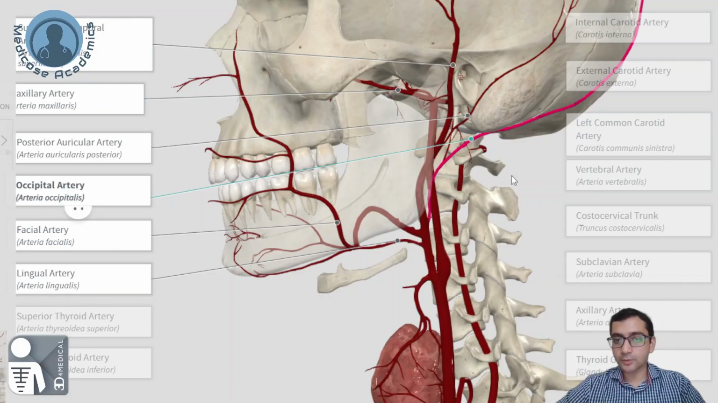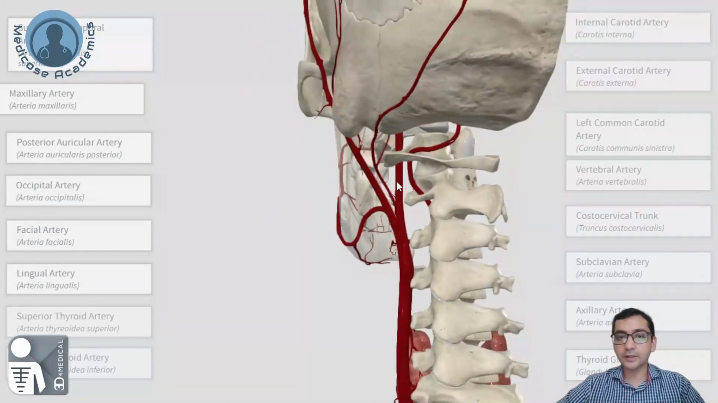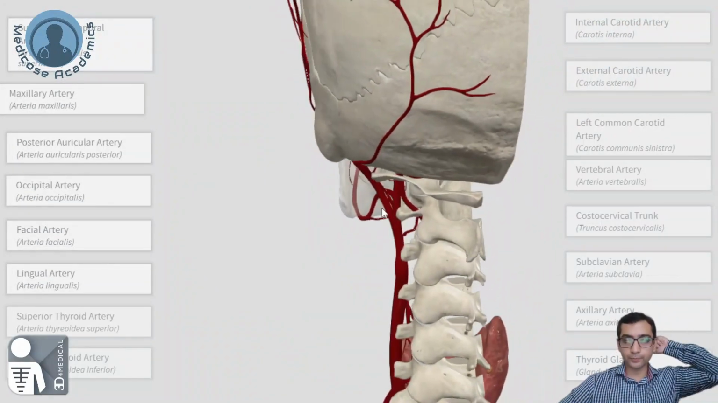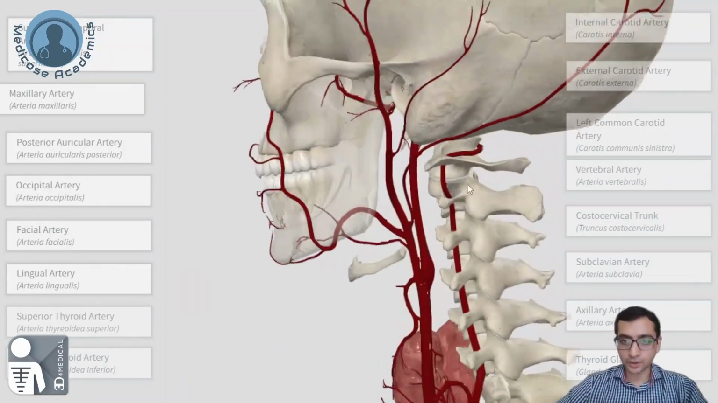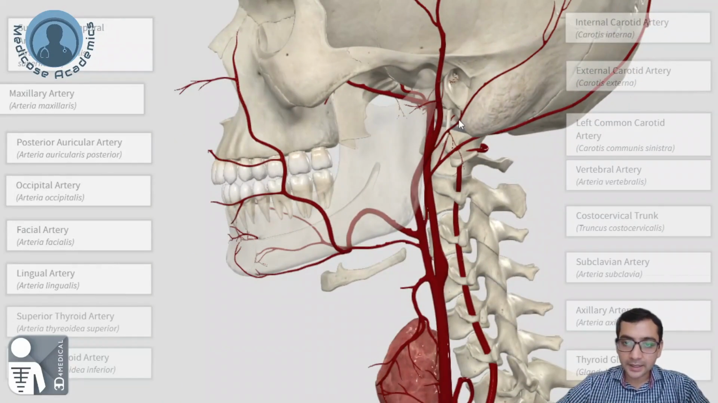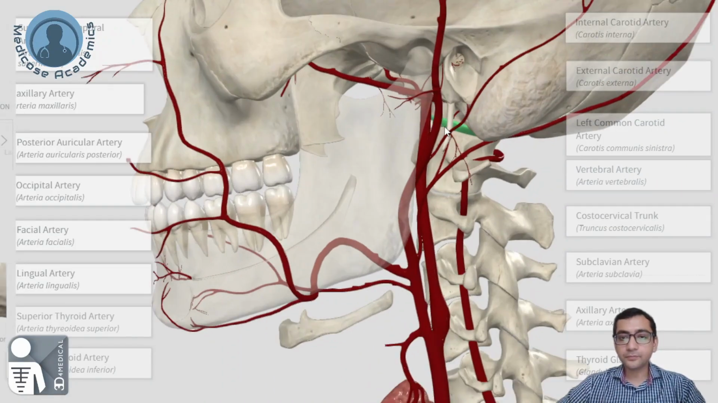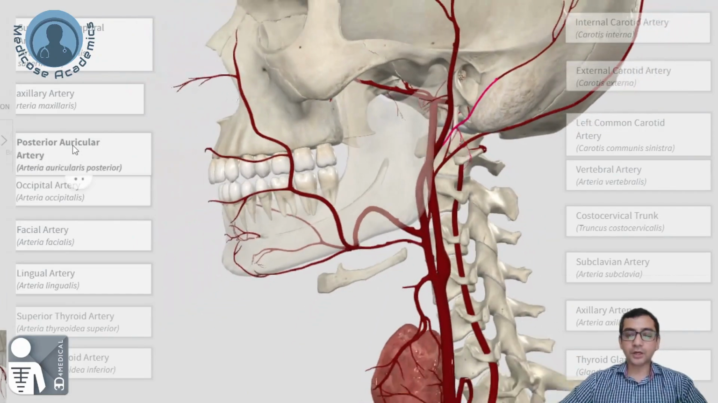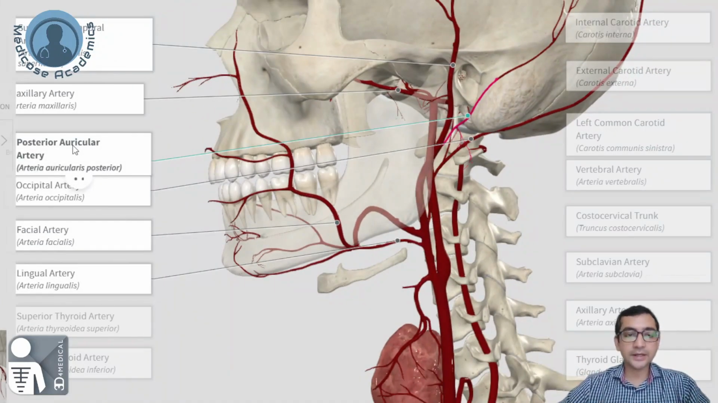It passes through the sternocleidomastoid and goes all the way back to the occipital region of the skull. And then there is this one that is known as the posterior auricular artery. By the name, as you can understand, it is running on the posterior aspect of the ear. Let me get back to the presentation.